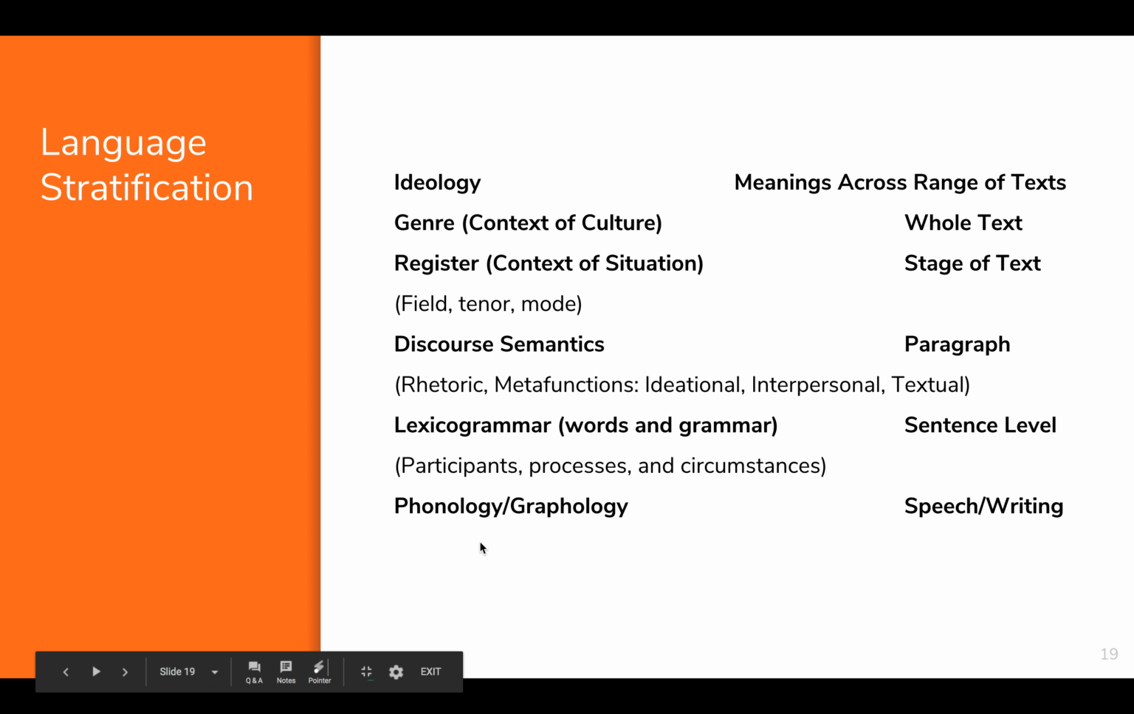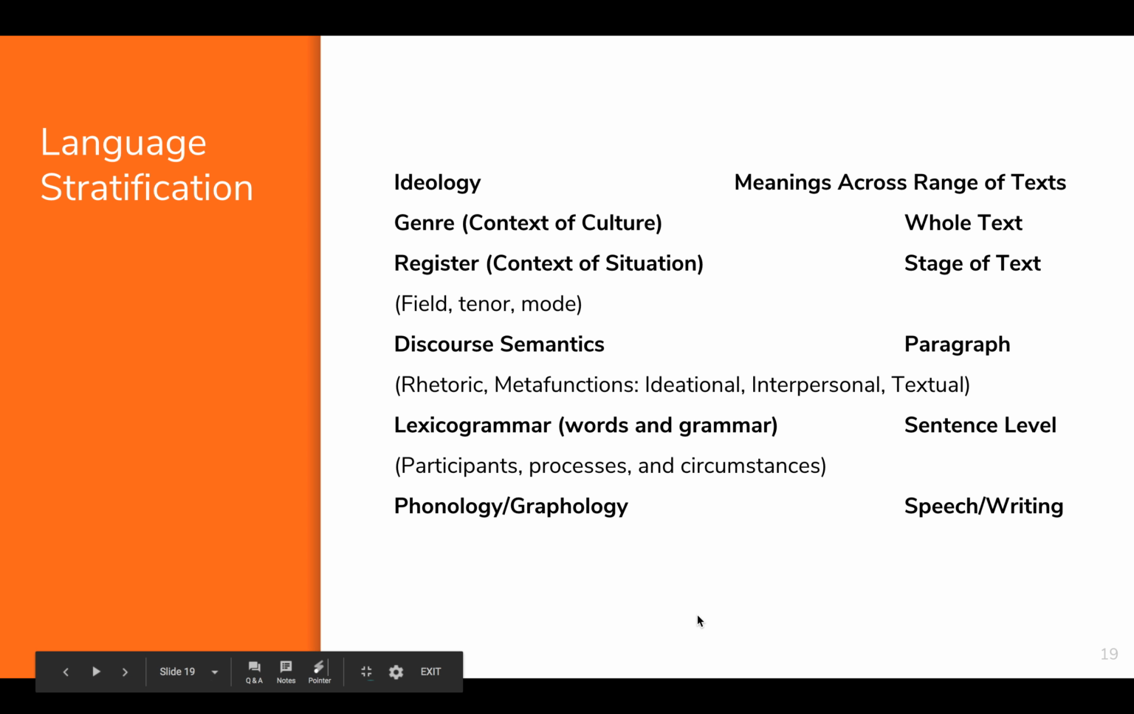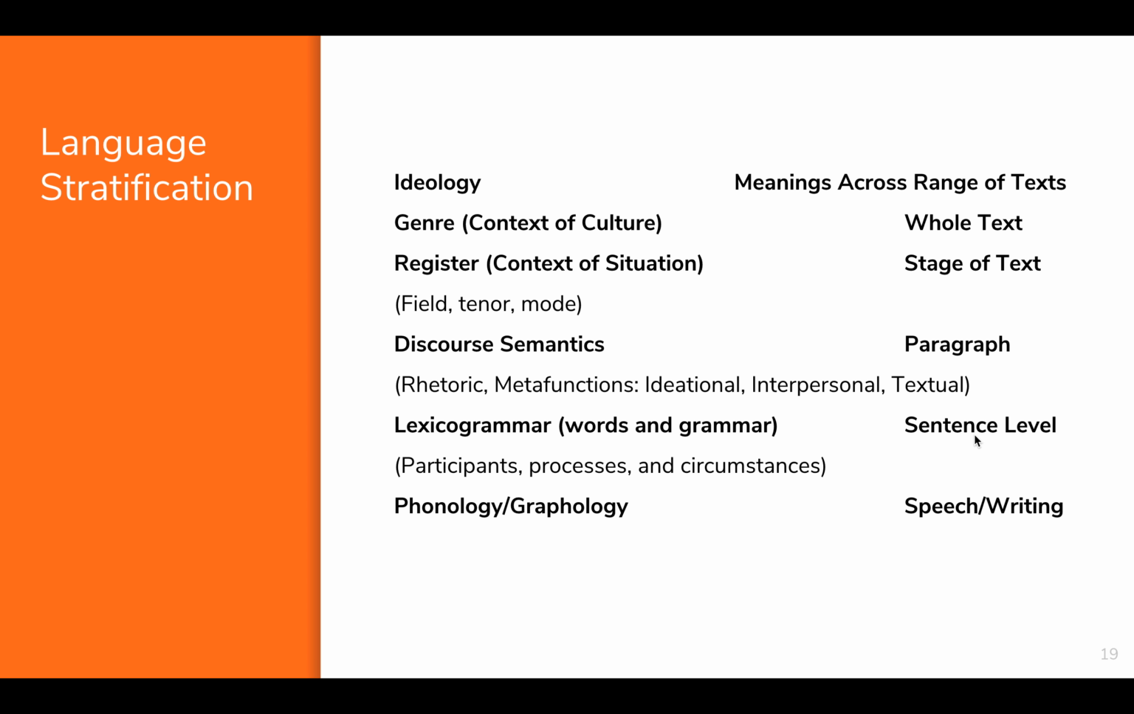So at the most minute level, we've got phonology and graphology, or speech and writing. The next level, we have lexicogrammar, which is words and grammar. This is the sentence level of a text. Sentences are made up of participants, nouns, noun phrases, processes, verbs, and circumstances, prepositional and adverbial phrases. Sentences make up discourse semantics at the paragraph level, which also is where rhetoric operates, of ethos, pathos, logos.